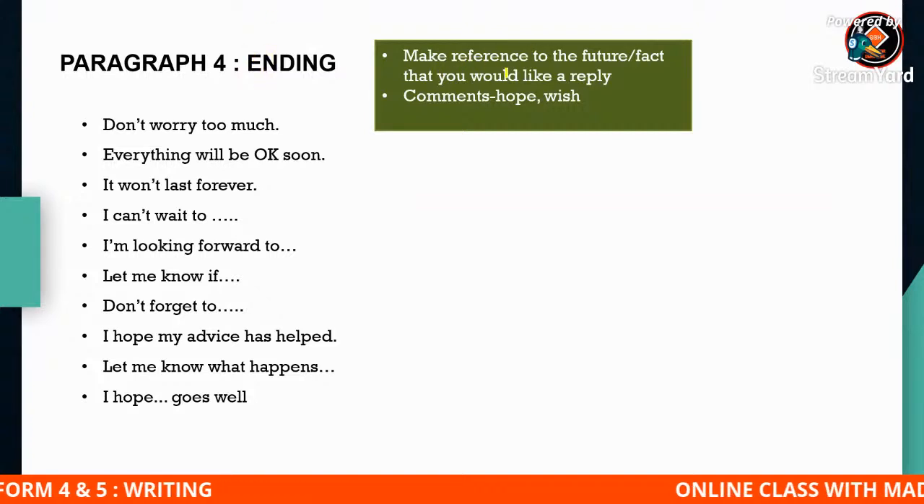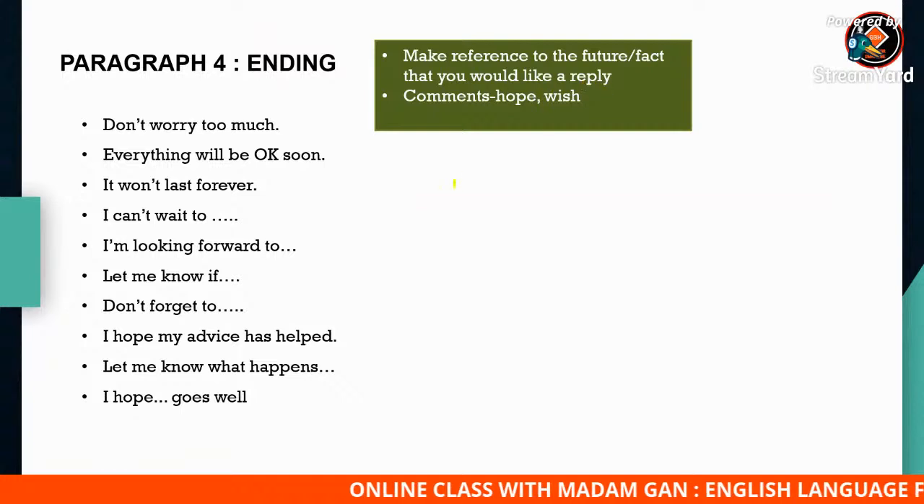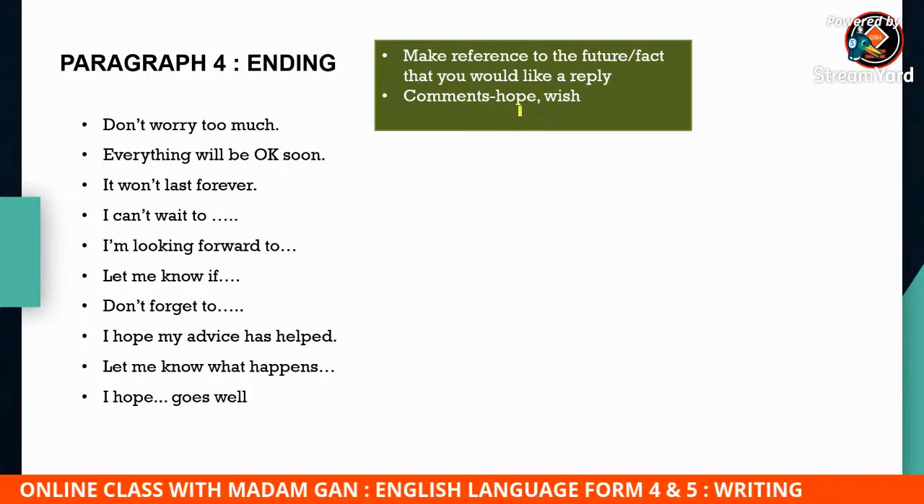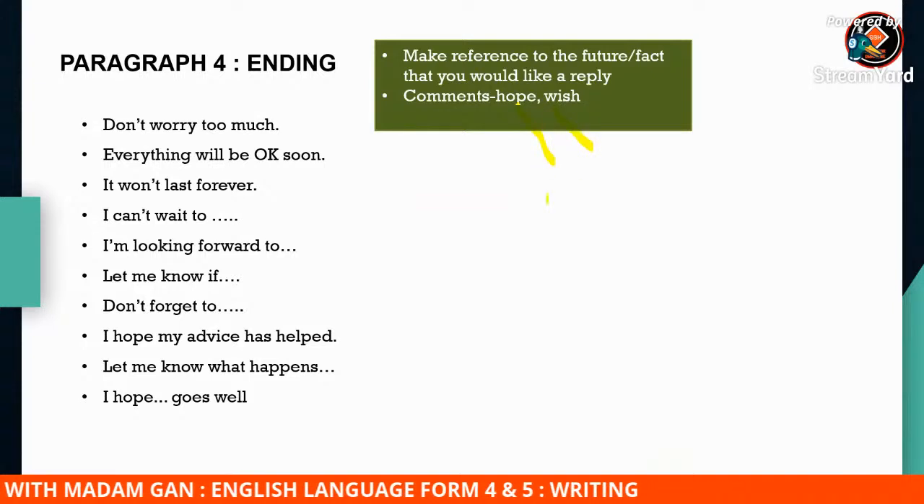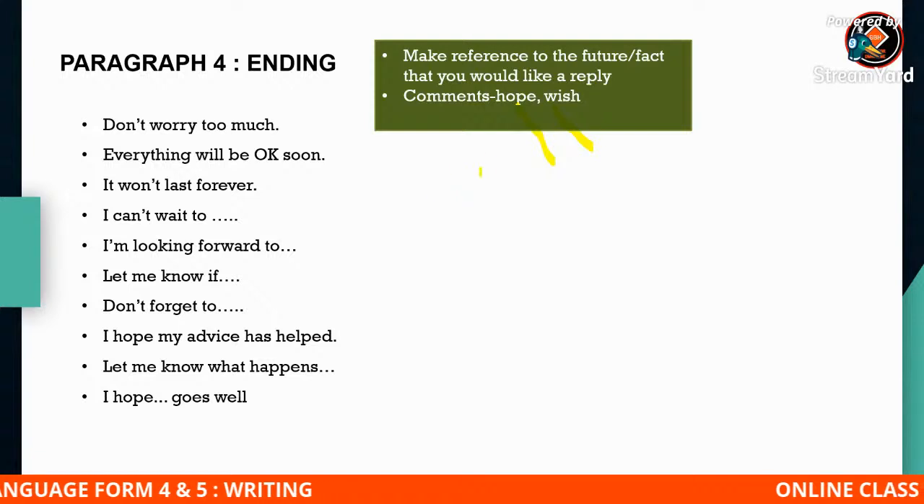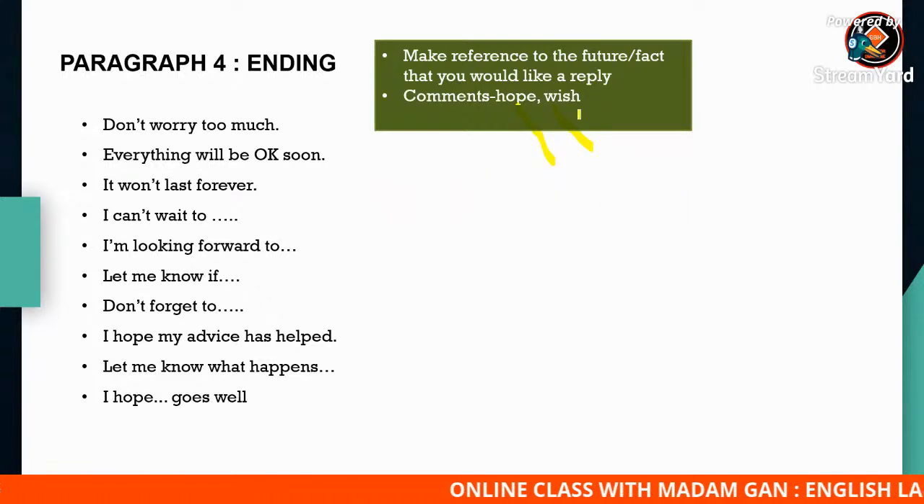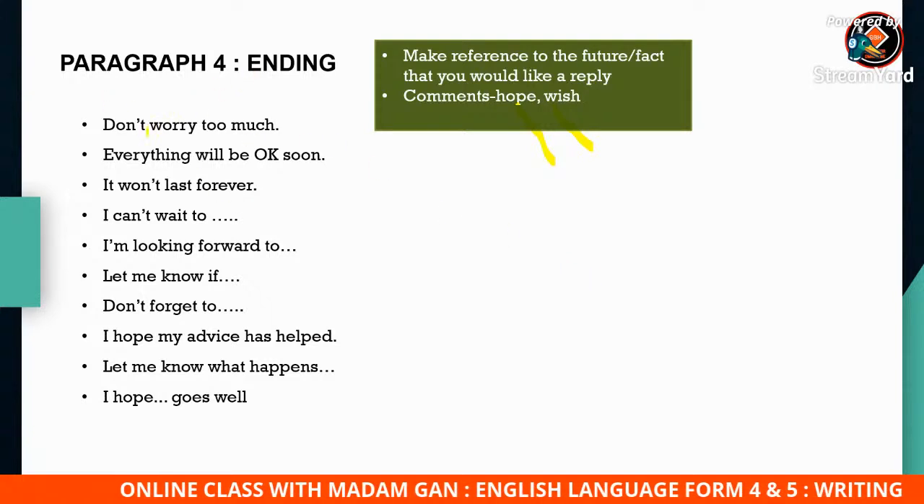Okay, remember to make reference to the future or the fact that you would like a reply. I hope you will reply soon. Okay, or comment. You can write your wish or your hope. For example, if your friend mentioned a competition, you can say, I hope you will win. Or for example, your friend mentioned a trip, so you can say, I hope you enjoy yourself there. Okay, you can write examples here.